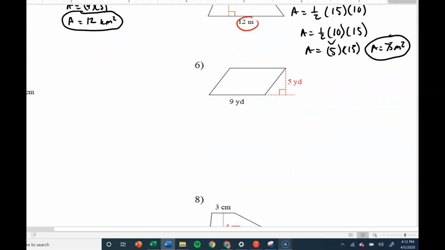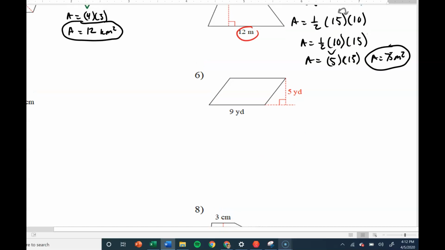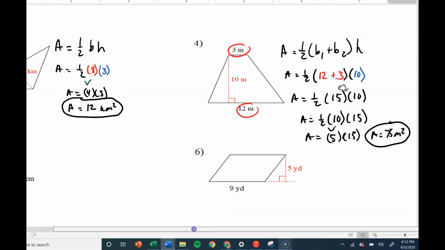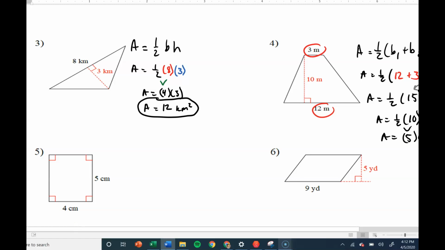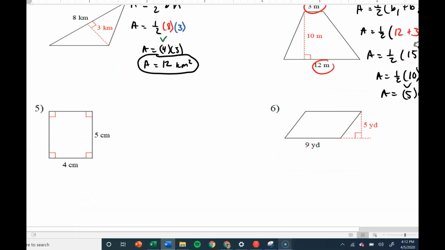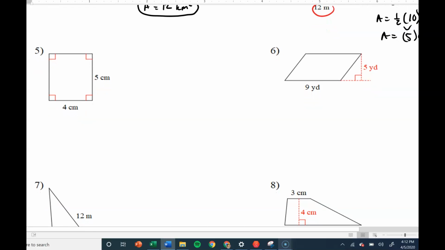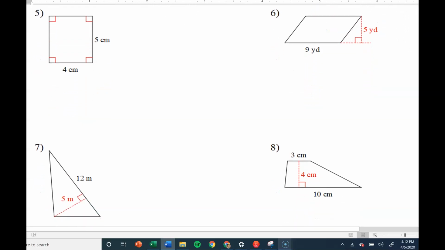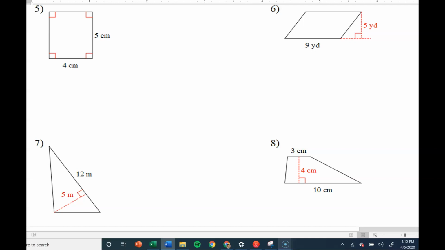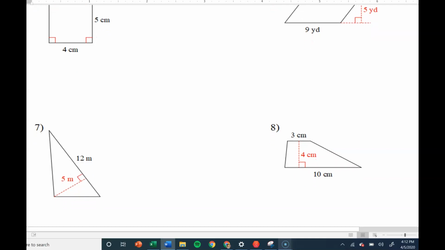So again, if I were you, pause the video, make sure that your paper looks exactly like my paper for all 1 through 4. And then you've got 4 problems on your own. So number 5 is a rectangle. So take a look at number 1 if you need to for that one. Number 6 is a parallelogram, so take a look at number 2 if you need to for that one. Number 7 is a triangle, so take a look at number 3 if you need to for that one. And number 8 is another trapezoid, so take a look at number 4 if you need to for that one.